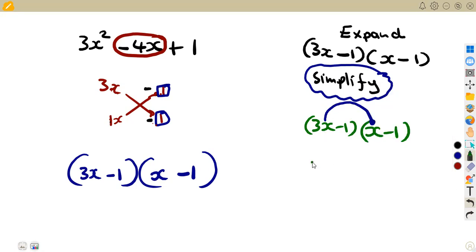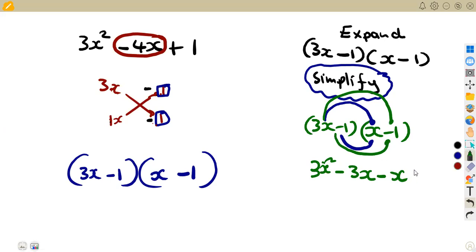First term, first term. So it's going to be 3x squared. Then 3x multiplies -1. So it's 3x times -1, which is -3x. We are done with 3x. We move on to -1. -1 multiplies x here. So what happens if -1 multiplies x? It gives us -x. -1 multiplies -1, it gives us a +1.